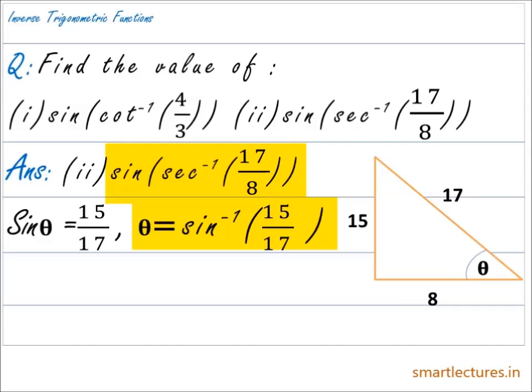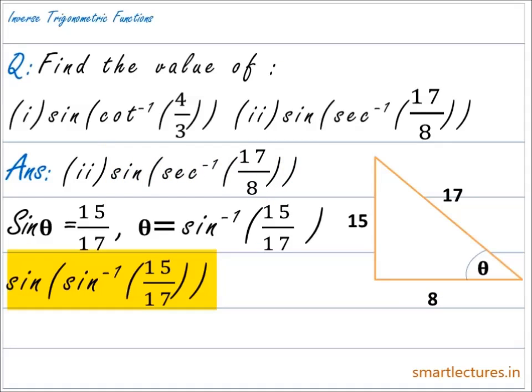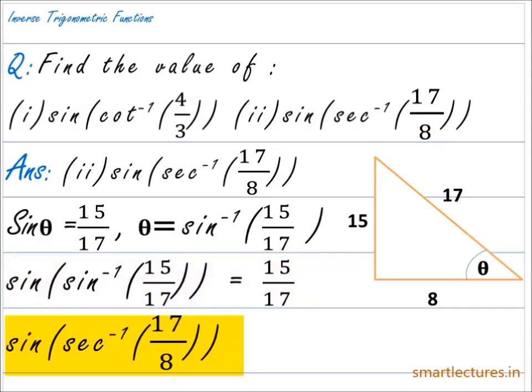So the expression sine of sec inverse 17 upon 8 now becomes sine of sine inverse 15 upon 17. And remember, sine of sine inverse x is equal to x. So that means sine of sine inverse 15 upon 17 is equal to 15 upon 17. And that means sine of sec inverse 17 upon 8 is equal to 15 upon 17.